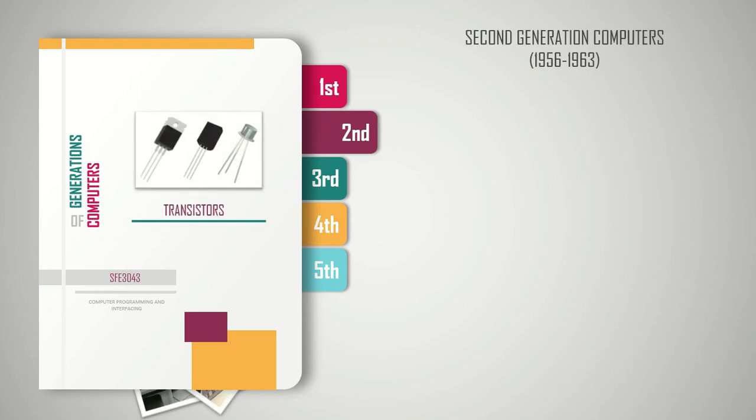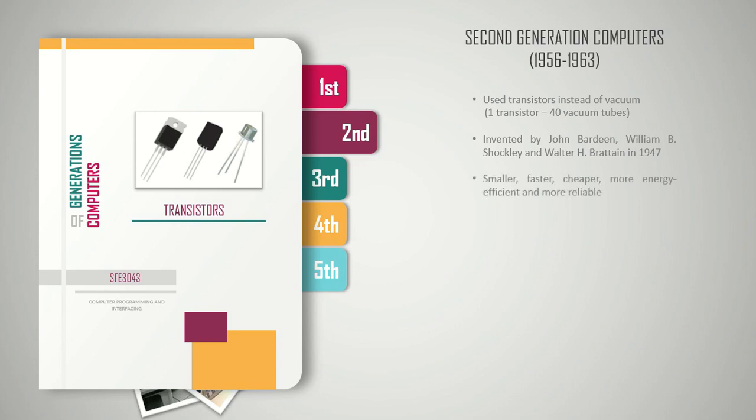Second generation computers, 1956 to 1963. Use transistors instead of vacuum tubes. One transistor equals 40 vacuum tubes. Invented by John Bardeen, William B. Shockley, and Walter Brattain in 1946.